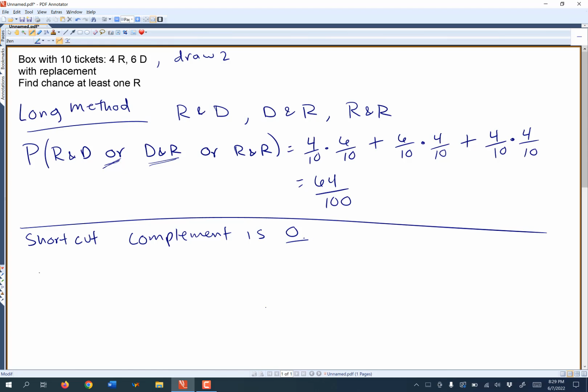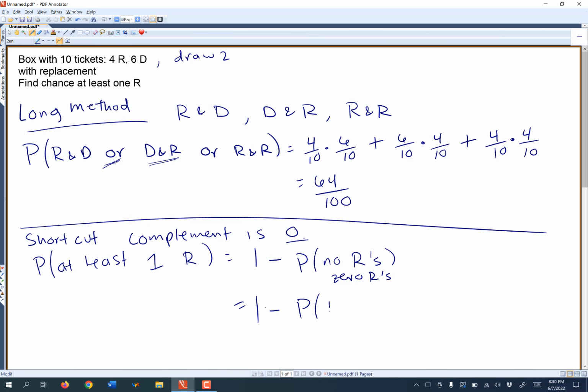So instead, the probability of at least 1 R is going to equal 1 minus the probability of no R's, or 0 R's, depending on how you want to write it. So that will always work. The probability of at least 1 R is always going to be 1 minus the probability of no R's. So we'll do this 1 minus. What's the probability of no R's? How do you actually get no R's? The only way to actually get no R's is to get a D and a D.